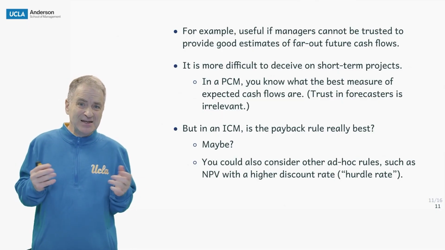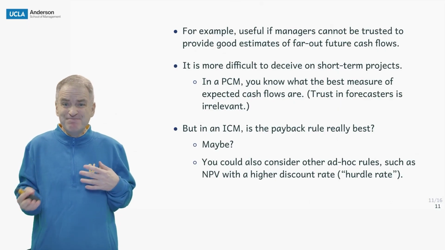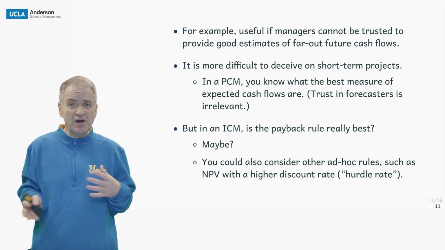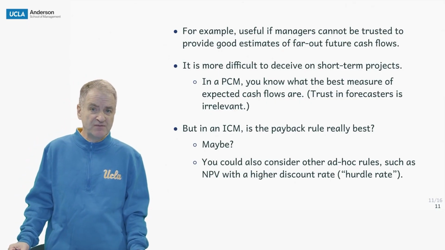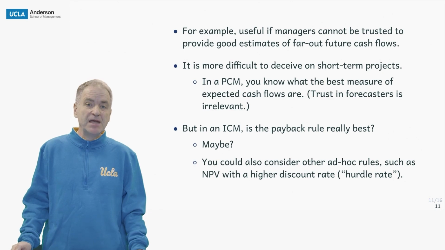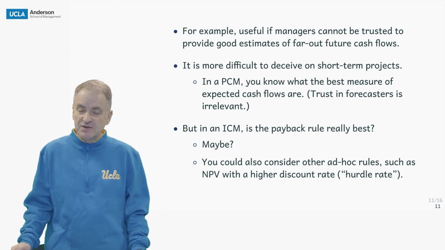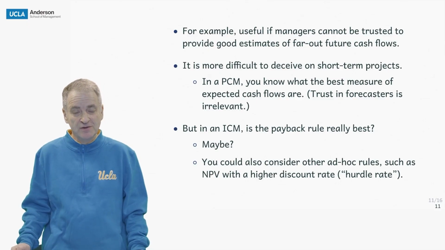But in an imperfect capital market, is the payback rule really the best one? Maybe, we don't know. There's also other ad hoc rules we could use, like net present value with a higher discount rate. Maybe, we don't know. Depends on the situation, hard to tell. Perfect capital markets are really wonderful.